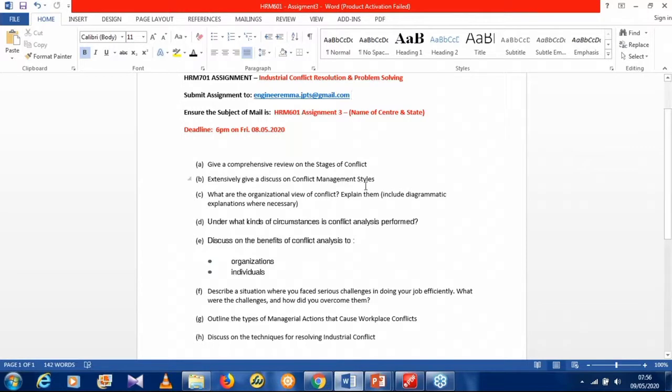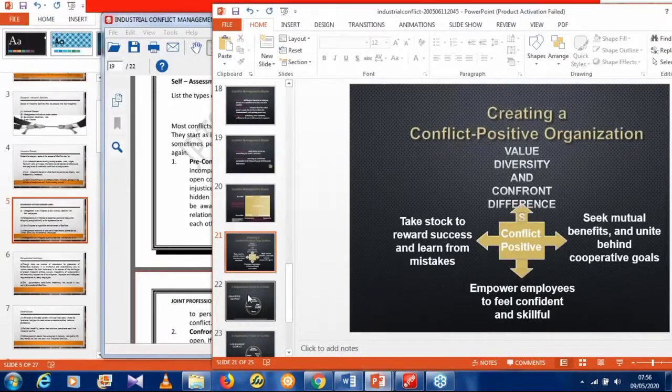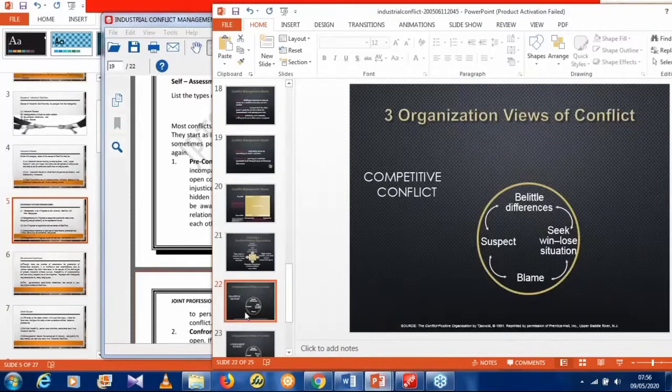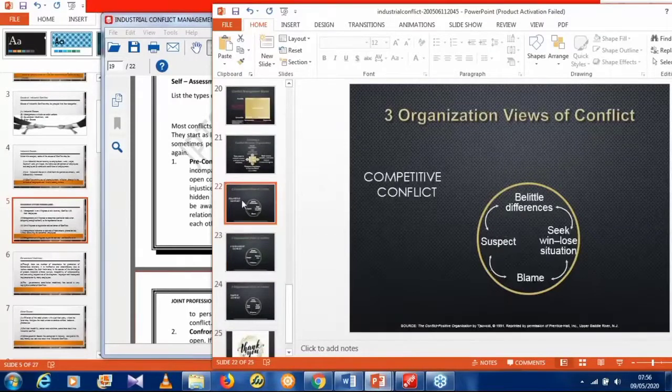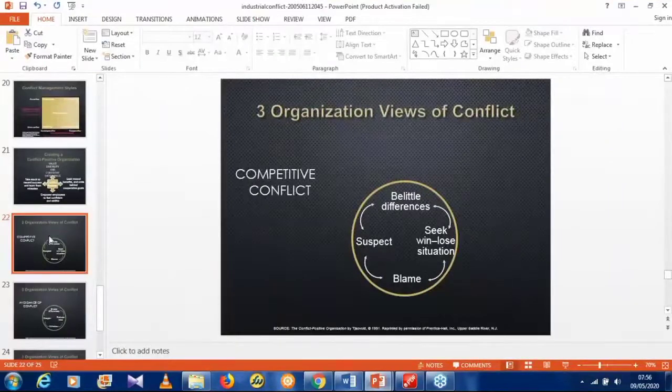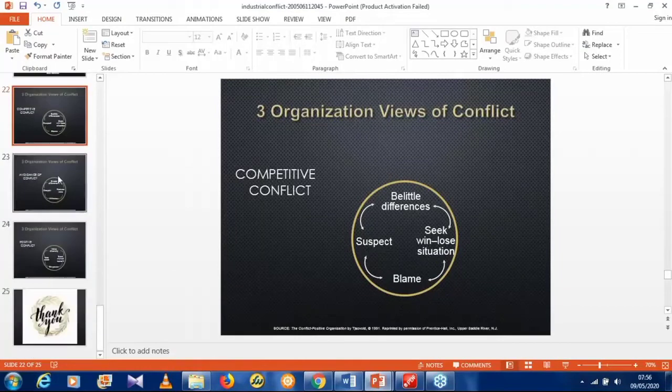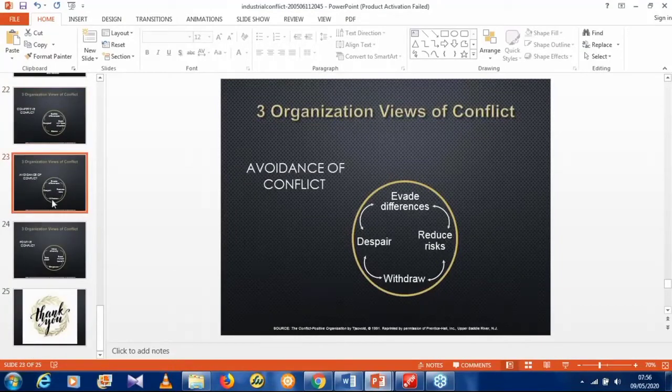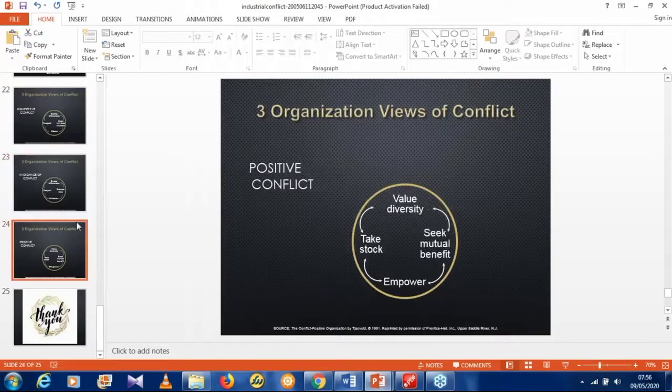Extensively discuss conflict management styles. The conflict management styles we have already discussed earlier. Then it's important I talk about this too: under the organizational view, the three organizational views of conflict. We have the competitive conflict, we have the avoidance of conflict, and we have the positive conflict.